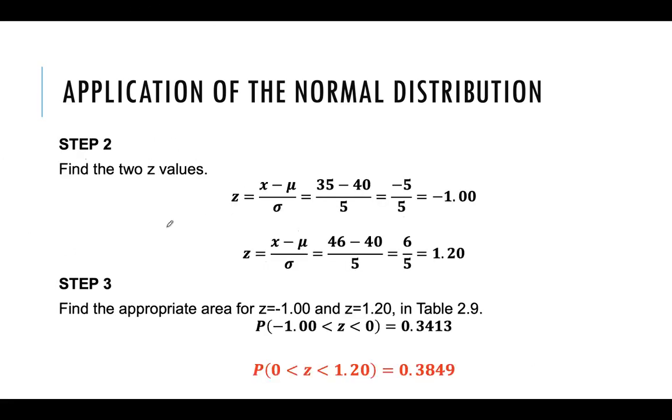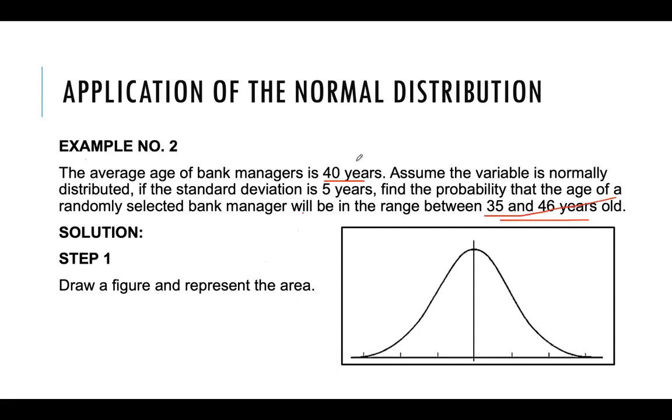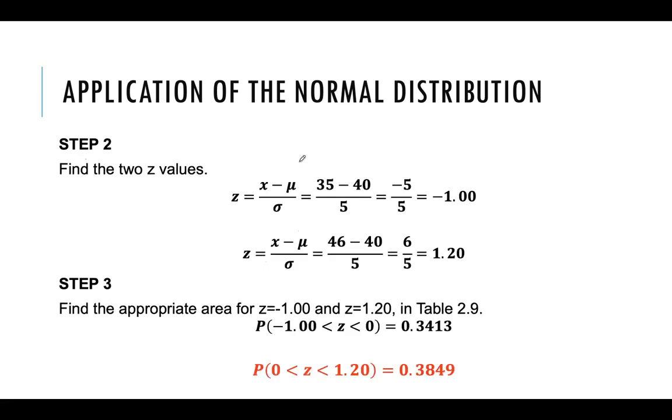Okay, we have to find 2 Z values, class, because there are two, right? We need to find the range, between 35 and 46 years old. So for 35 years old, we have to get the Z value: 35 minus 40, because that is our mean, divided by 5. So negative 5 divided by 5 is equal to negative 1.00. And then the Z value for 46 years of age: 46 minus the mean of 40, divided by 5. So 6 divided by 5, we will get 1.20.